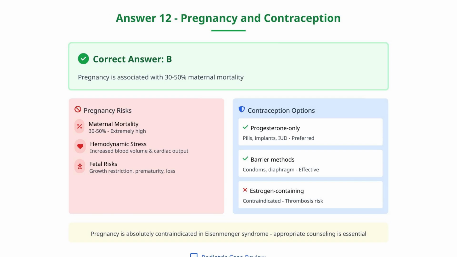Pregnancy in Eisenmenger syndrome is associated with extremely high maternal mortality, ranging from 30 to 50%. The physiological changes of pregnancy, including increased blood volume and cardiac output, are poorly tolerated in patients with fixed high pulmonary vascular resistance. Significant fetal risks exist as well, including growth restriction, prematurity, and loss. Effective contraception is essential, with progesterone-only options generally preferred. Neither cesarean delivery nor pulmonary vasodilator therapy eliminates these risks. Pregnancy is considered absolutely contraindicated in Eisenmenger syndrome, and appropriate counseling is critically important.